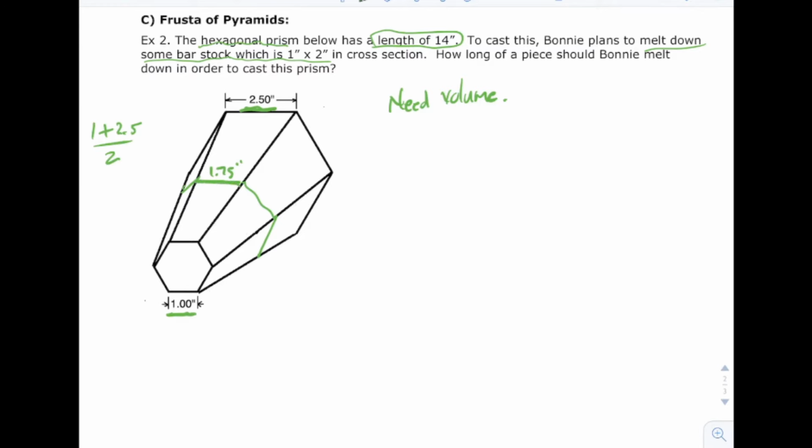So I got 1 inch there, I got 1.75 inch in the middle, I got 2.5 inch there. That's my dimensions. So my area here I'm going to call A1, my area here, and again I'm talking about the area of the cross section. So it's like if you could see the rest of this thing somehow, I'm talking about the area of that cross section halfway up.